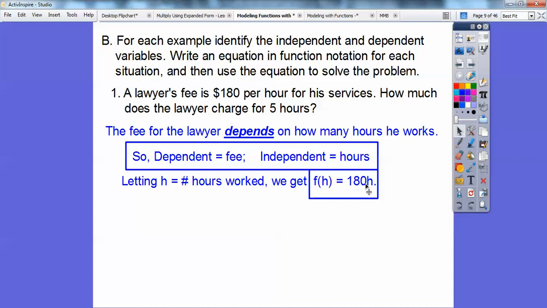Now we go ahead and solve the equation. We're going to plug in 5 hours. So substituting in 5 for h, f of 5 equals 180 times 5. 180 times 5 is 900. And let's always answer the problem in the context of the problem. We're talking money here, so the lawyer charges $900 for 5 hours of work.